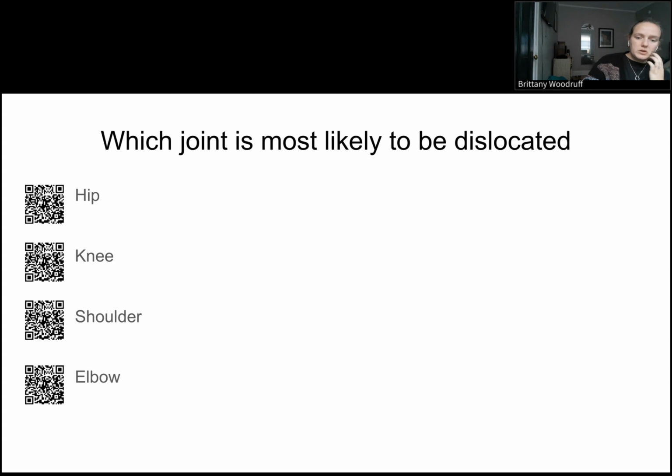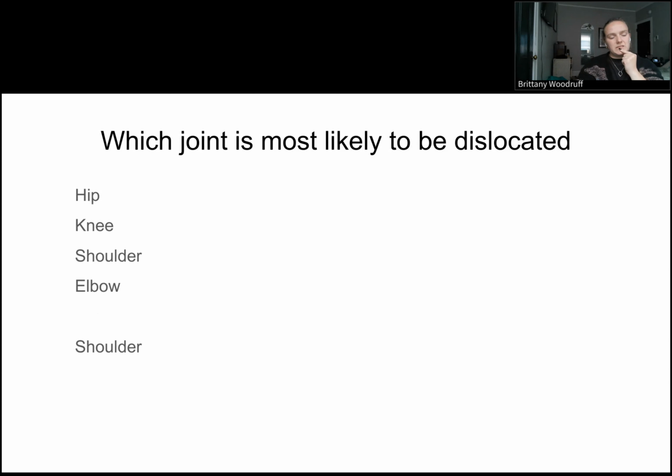Yeah, so the joint most likely to be dislocated is your shoulder. Because it's a ball and socket joint, but the socket part of it is really shallow. You have your ball sitting in this socket, but it's very easy for it to pop out of place. Your hip is also a ball and socket joint, but that socket is much deeper, so it's harder for the head of the femur to come out of it. So the correct answer to this one is going to be C.